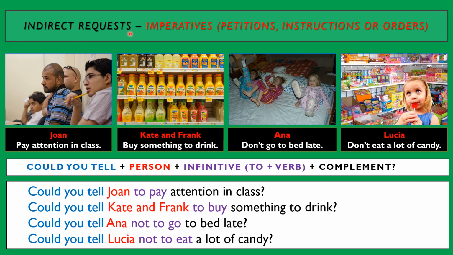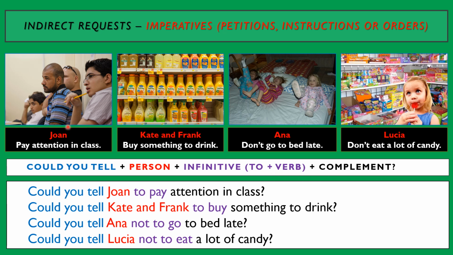For indirect requests with imperatives, remember that imperatives are petitions, instructions, or orders. For example, pay attention in class, buy something to drink, don't go to bed, don't eat a lot of candy. Those are imperatives or petitions or orders. You need could you tell or can you tell plus the person plus the infinitive. Remember, the infinitive is to plus the verb plus the complement.